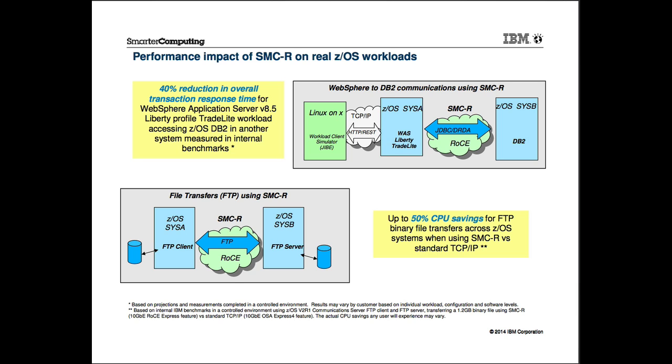The next example is FTP. Now with FTP, the bottleneck is usually not the network, it's usually the disk writes on either end. So with FTP, the main benefit you see with SMC-R is CPU savings. We do see some throughput improvements, but generally disk writes will limit that. But using SMC-R to do FTP between z/OSs saves 50% of the CPU work.